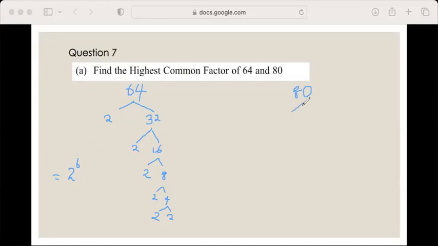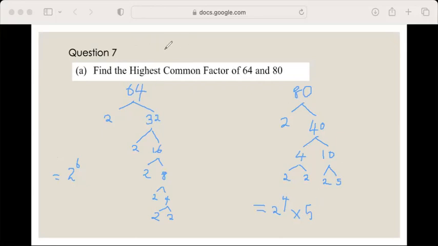Let's take the factors of 80. Right, so 80, we can say 2 times 40. 40 is 4 times 10. 4 can be factorized as 2 times 2, and 10 can be factorized as 2 times 5. So now we have all the prime factors: 1, 2, 3, 4. 2 to the power of 4 times 5. So here it is 2 to the power of 6, and this one is 2 to the power of 4 times 5. Now we need highest.